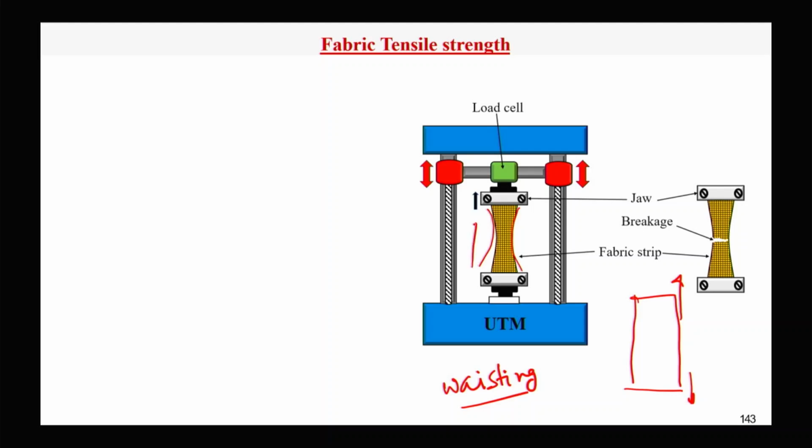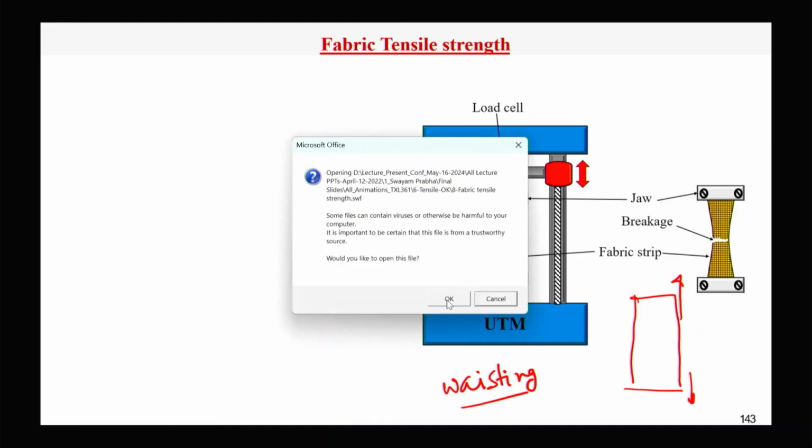Suppose the longitudinal yarns are, say, warp. When we apply load towards the warp direction, the crimp in the warp yarn reduces due to the load, but that crimp is transferred to the weft yarns, which get contracted. Let us see the animation here.